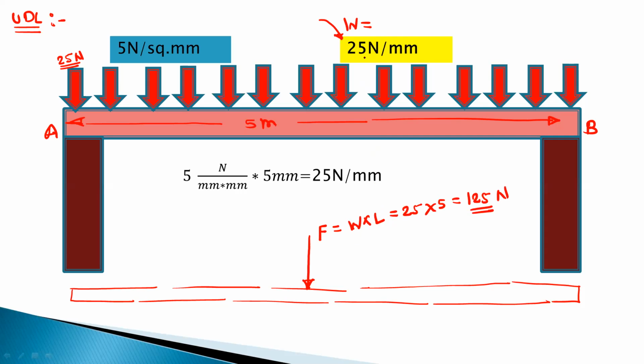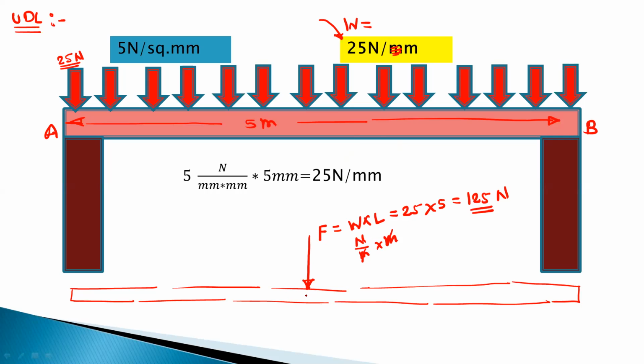Okay. So for time being, consider this is 25 Newton per meter. Okay. So we will get the answer in terms of Newton. So unit for W is Newton per meter and unit for length is meter. So meter and meter, we can cancel out. So the remaining value is Newton. That means we get the single force equal to 125 Newton.